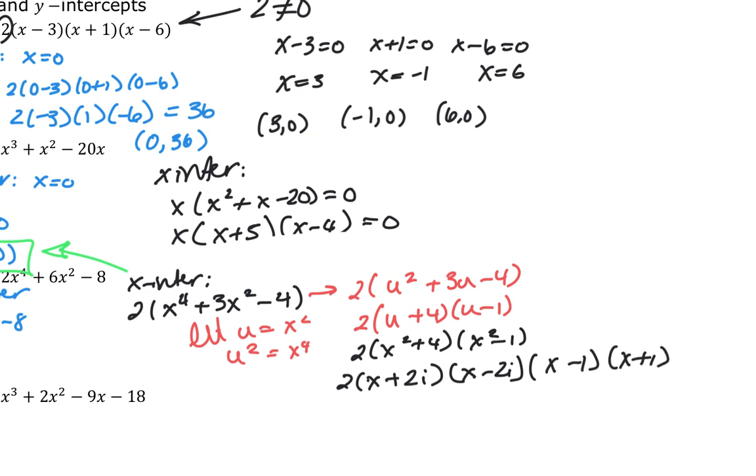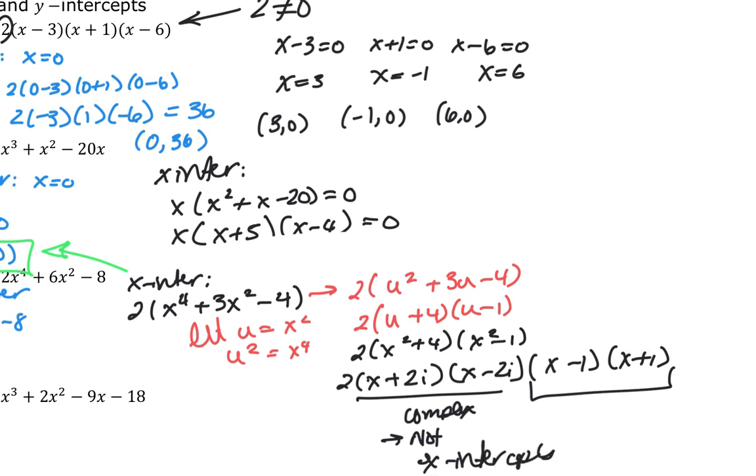So my x-intercepts are, by the way, not these. X-intercepts will only be produced from these two because these are complex, which means not x-intercepts. But these produce x-intercepts. This is going to be 1, 0 and negative 1, 0.